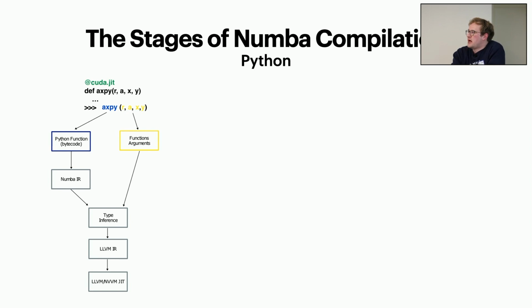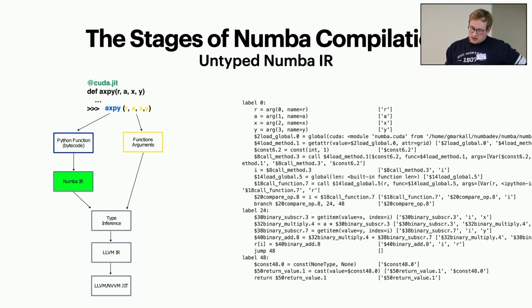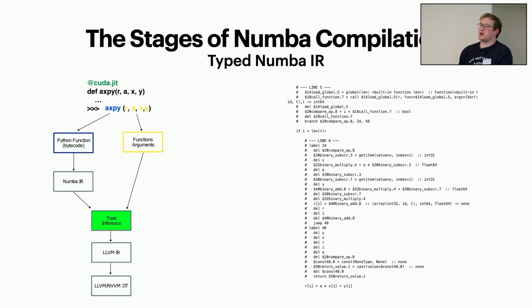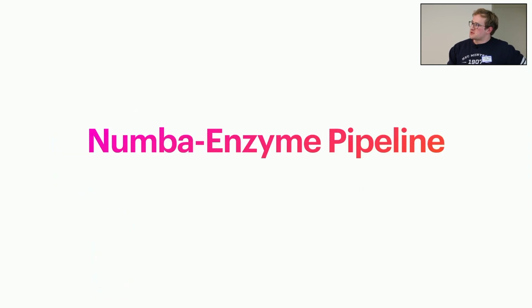So basically, we have a Python function which goes into this untyped Numba IR, does type inference, you have the typed Numba IR, LLVM IR, and then we have the LLVM JIT. So first, we basically do a bytecode matching here. Then we get the untyped Numba IR, which Enzyme doesn't really want to work on. And then what we're actually more interested in is the typed Numba IR. And then this goes into LLVM IR, on which the JIT is performed.